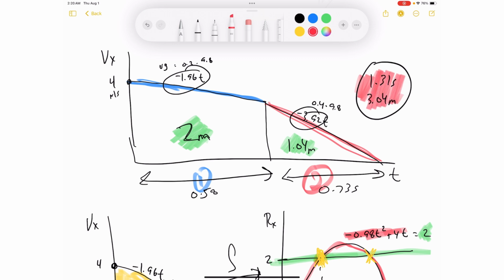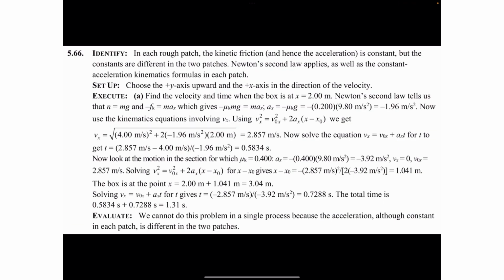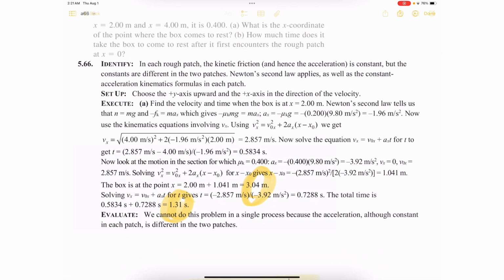So when the block initially hit the rough patch, it went 1.31 seconds, and in that 1.31 seconds, it ended up traversing 3.04 meters. So that's what we're looking for: 1.31, 3.04, and if you look back up here at this one, 3.04, and then 1.31. So you can see we got the same answer.